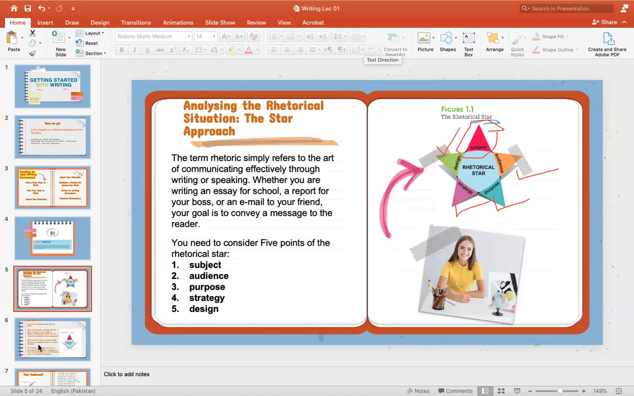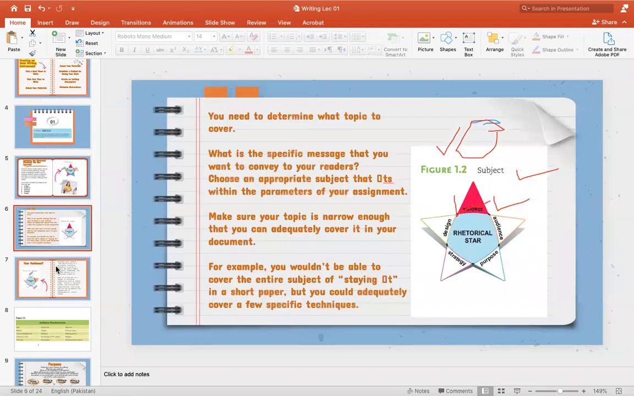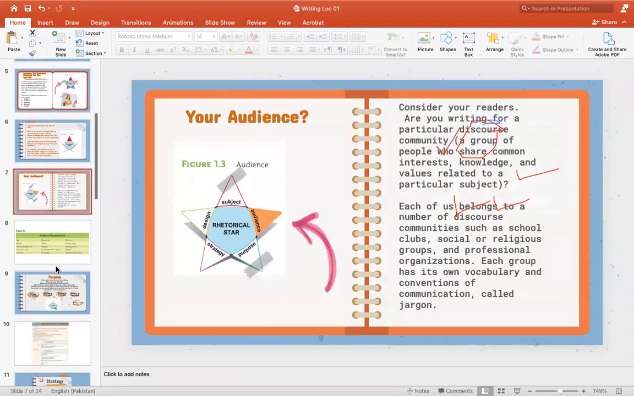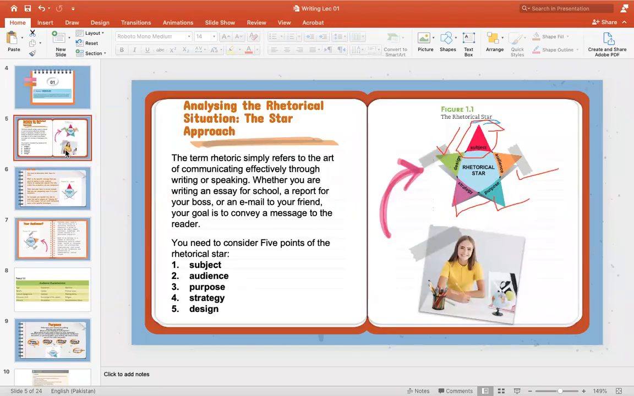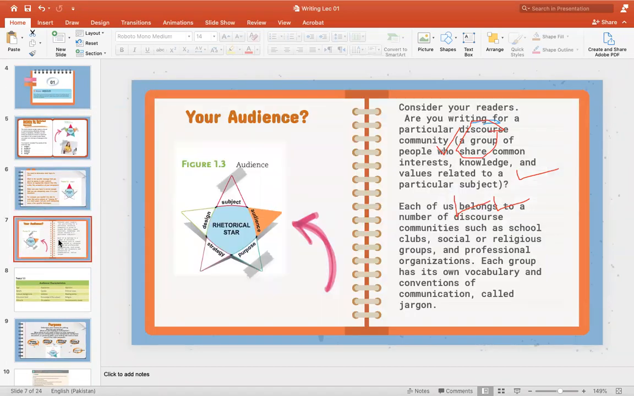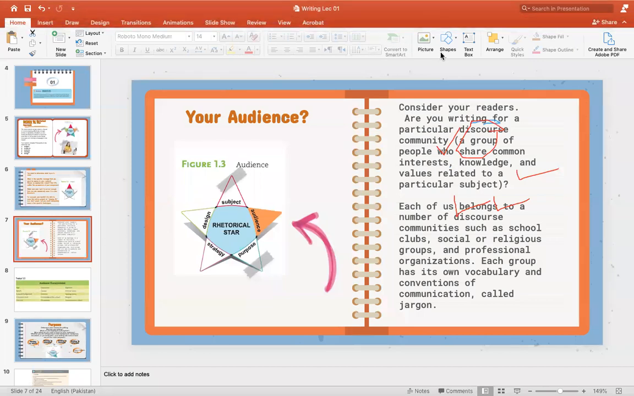So first of all, we were talking about subject, and today we will talk about its second dimension, and that is audience. As you know, audiences are very important. Once you know to whom you're writing, it becomes quite easy for you to deliver your message.